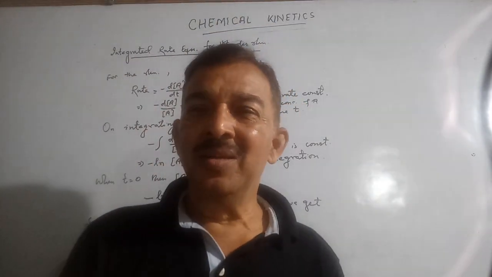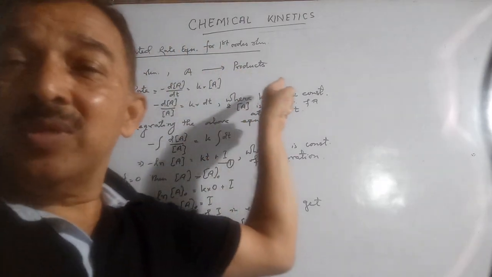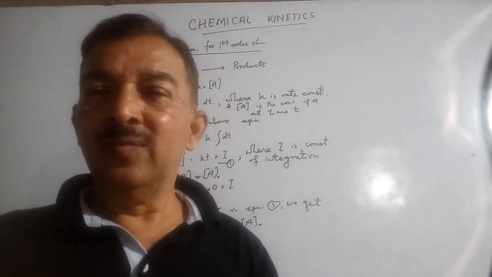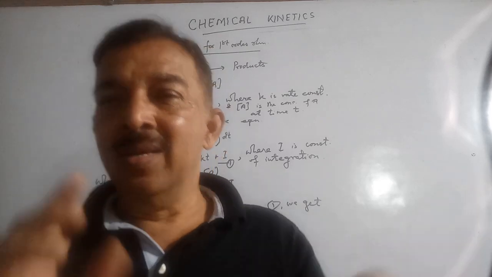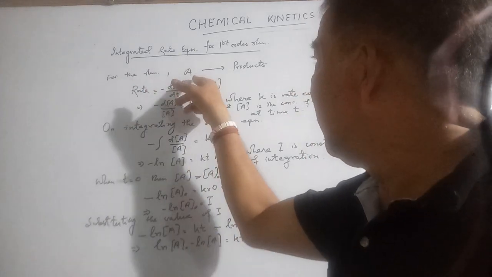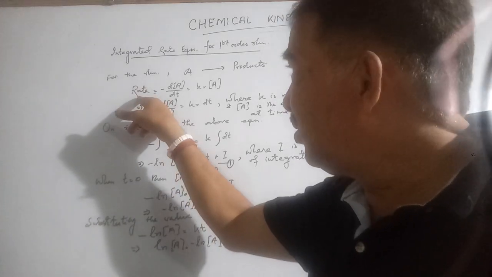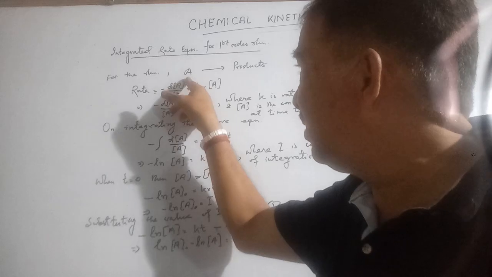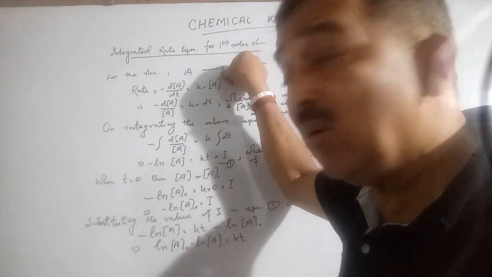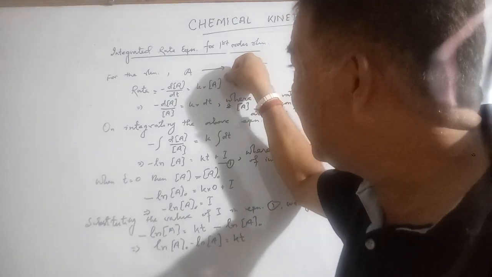Good morning, children. Today we will be deriving the integrated rate equation for first order reaction and half-life period for first order reaction. Let us consider the reaction A gives products. We know that reaction rate is equal to minus d[A]/dt is equal to k into molar concentration of A to the power 1. Since the reaction is of first order, the power 1 remains the same.